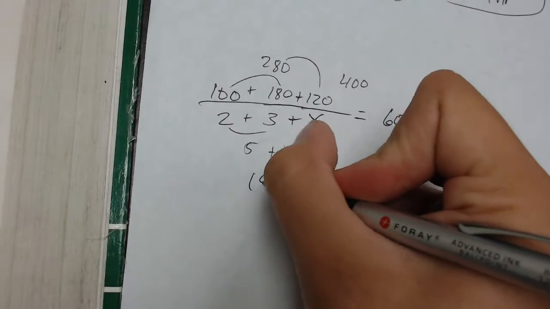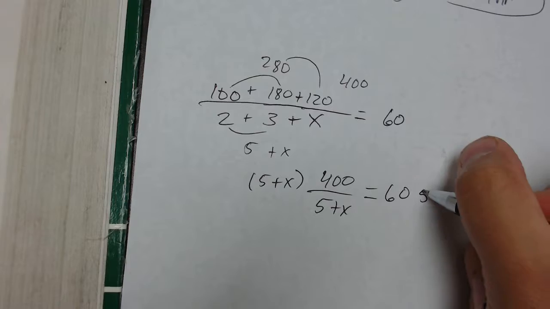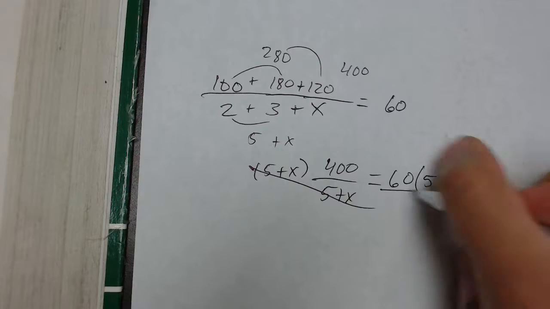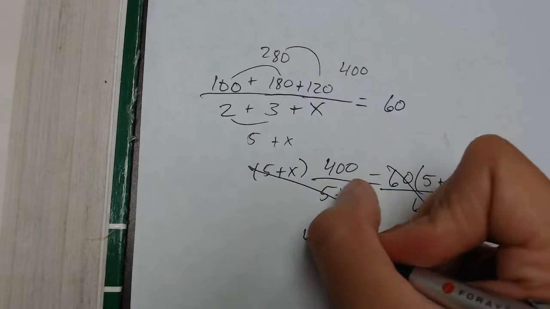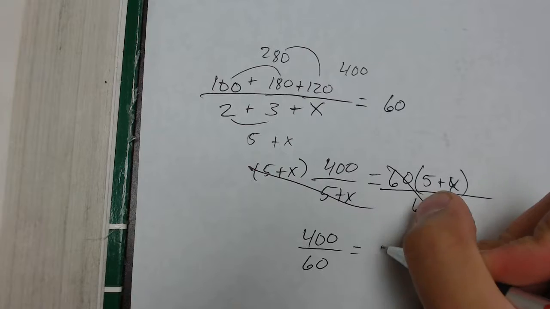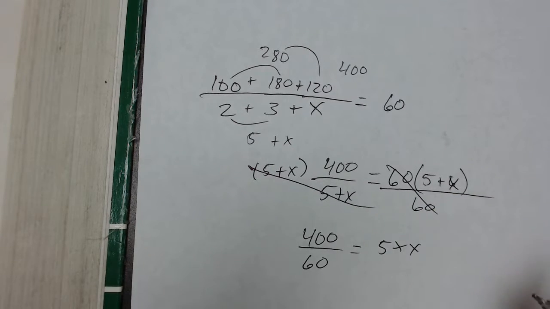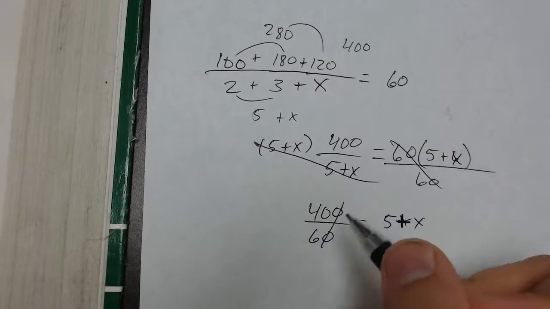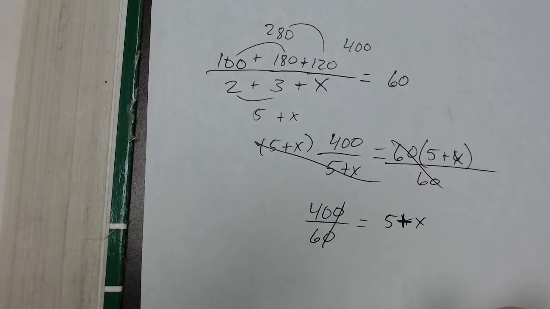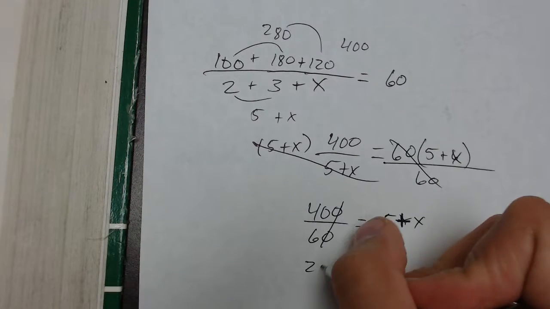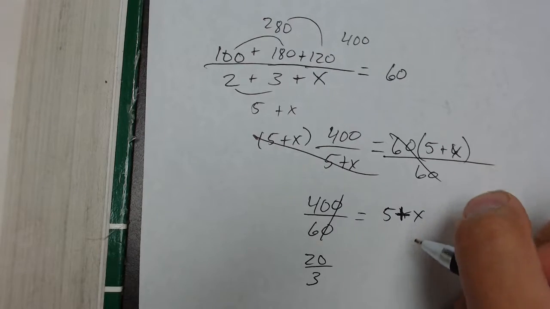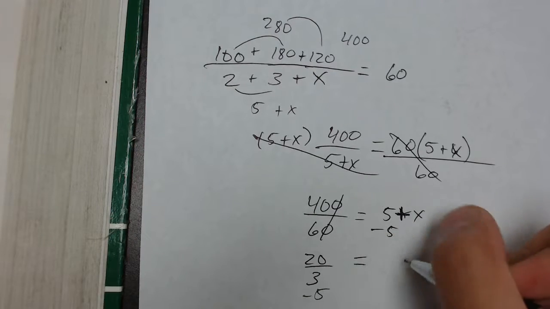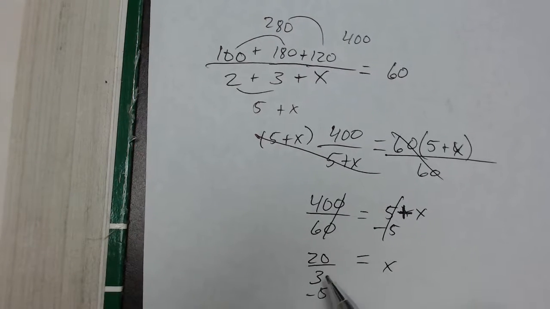I can multiply each side by 5 plus X. That will cancel. From here, I'll go ahead and divide by 60. So I've got 400 divided by 60 equals 5 plus X. Okay, 5 plus X. Cancel some zeros. 6 goes into 40. Does that work evenly? No. That'll be 20 over 3. From here, I'm just going to subtract 5 from each side. And then X is going to equal 20 over 3 minus 5.